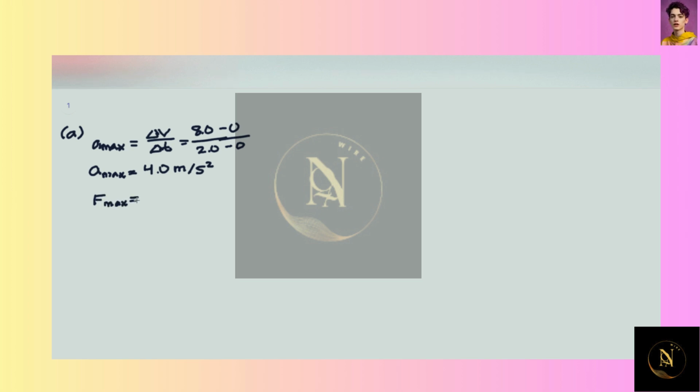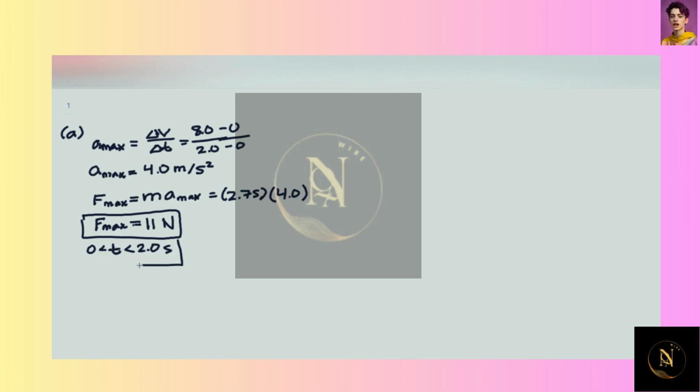We just go ahead and apply Newton's second law, F equals ma, but specifically for the maximal case. Plug in the mass of the cat, which was given to us as 2.75 kilograms, and the acceleration we just solved for, 4.0, and we get that the maximum force is 11 newtons. Good. And then they also want us to specify what time interval this occurred over. This was on the time interval of t between 0 and 2.0 seconds.